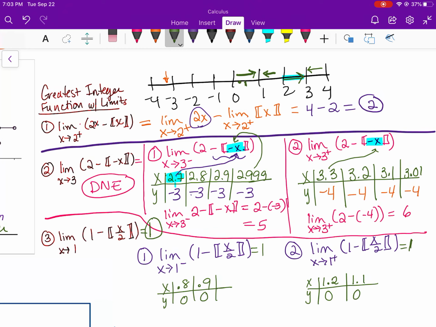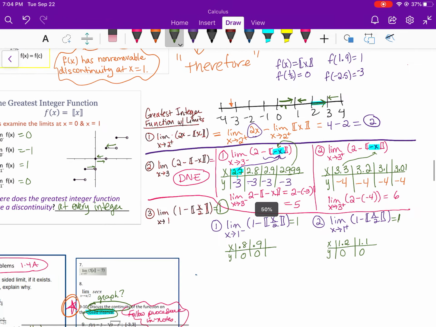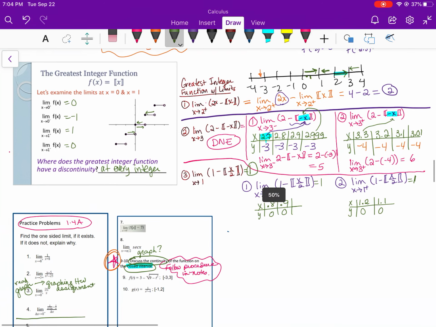So we can say then that this limit would be 1. I didn't elaborate on these other x values, but if you cut them in half, you're going to be back between 0 and 1, and all of those numbers go back to 0 with your greatest integer. So I hope that explains that one, or those three.